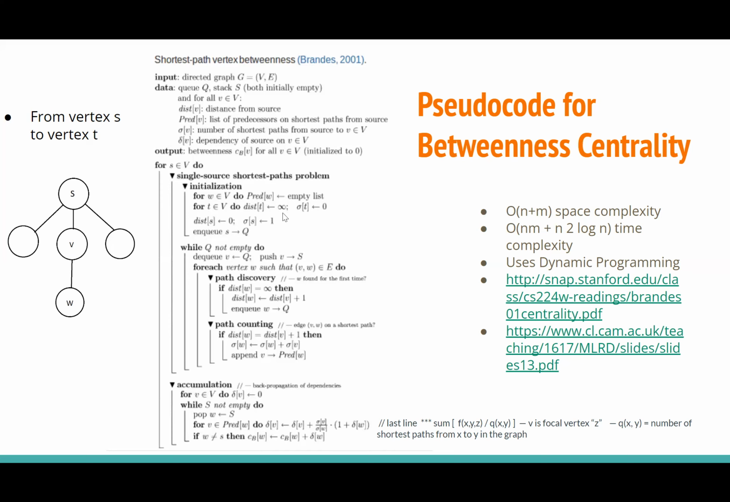The distance will be infinity, so a positive number. And then the shortest path to T will be 0. The distance from S, the starting point, will be 0, and the shortest path of S will be 1. And then we will enqueue S into this Q array. So while Q is not empty, we will dequeue this S and assign it to V.